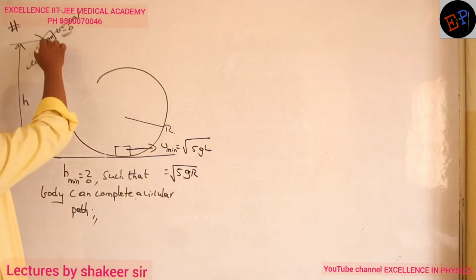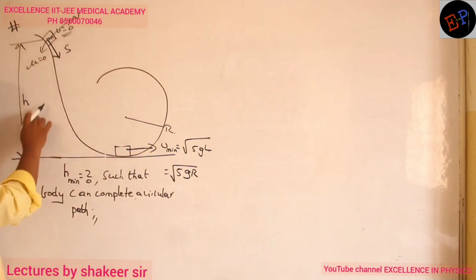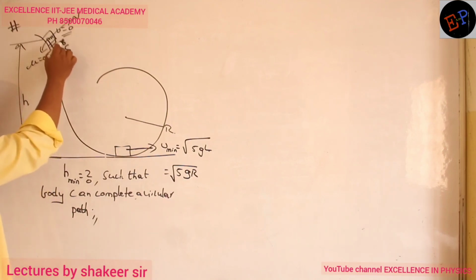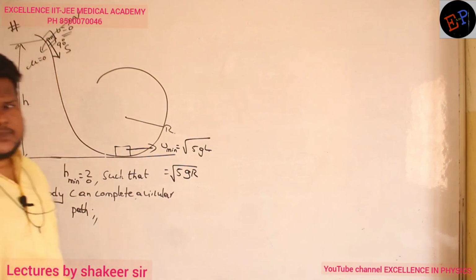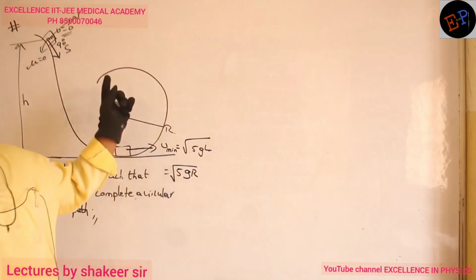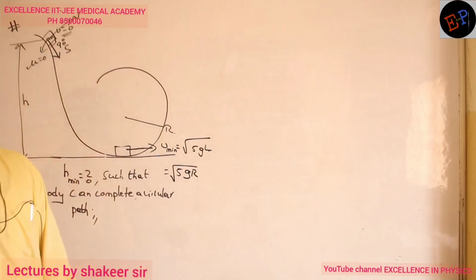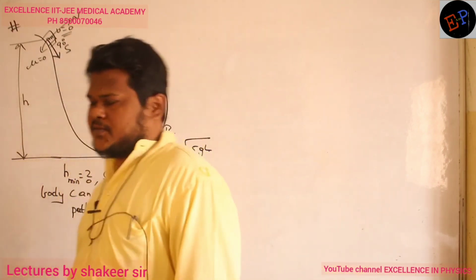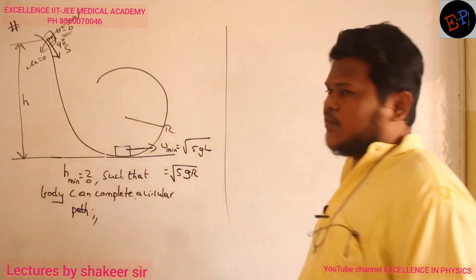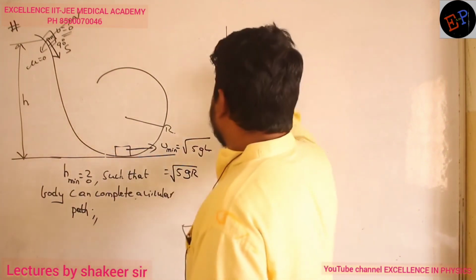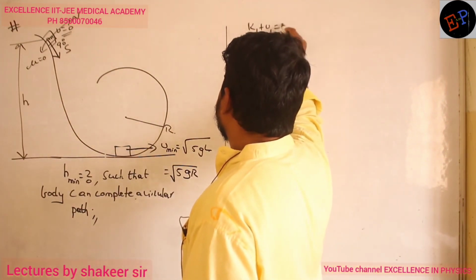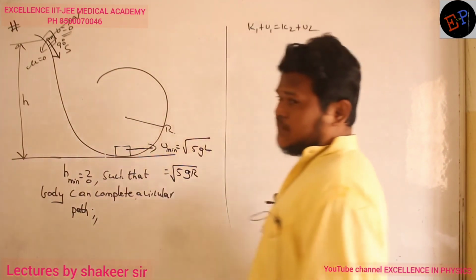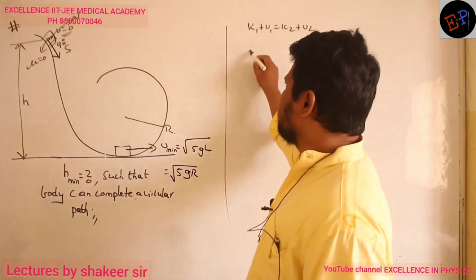Because normal reaction is in this direction and displacement is in this direction. So what is the angle between them? 90 degrees. So normal reaction cannot do any work. The only force doing work on this body is the gravitational force, and gravitational force is a conservative force. So if only conservative forces are acting, what can I do? Law of conservation of mechanical energy. So K1 plus U1 equals K2 plus U2. Initial kinetic energy is 0.